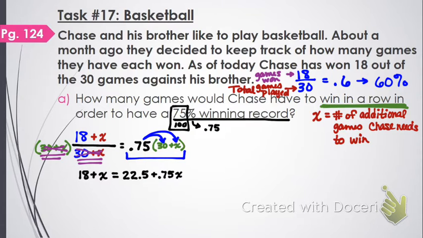Still dealing with fractions? Sweet. Do I have all my x's together? No. Where are the x's now? Both sides. One's on the left, one's on the right. How do I get them on the same side now? Subtract. I'm going to subtract 0.75x from both sides.